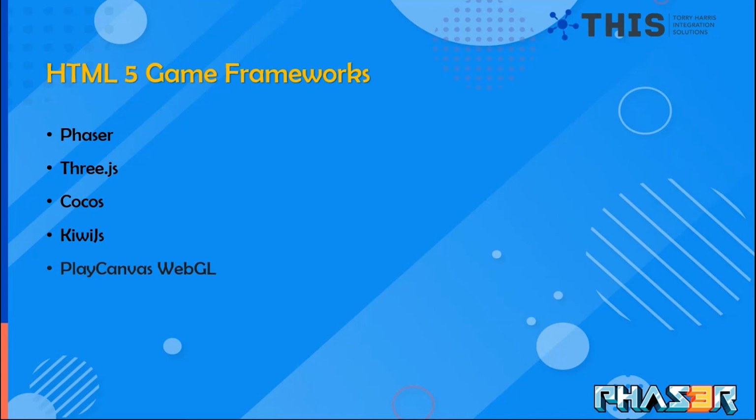Then we have PlayCanvas WebGL. This is an open source game engine and it uses HTML5 and WebGL to run games and other interactive 3D content in all modern browsers without the need for a plugin. Now, there are many other frameworks like Babylon, Pixi, Melon.js. But amongst all of this, why is Phaser so famous?